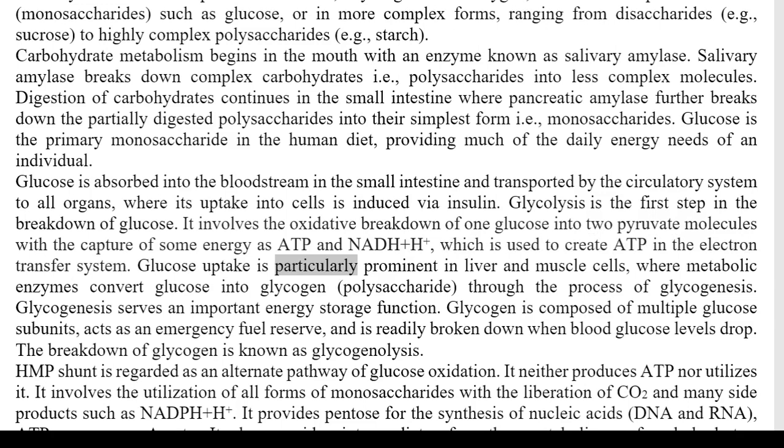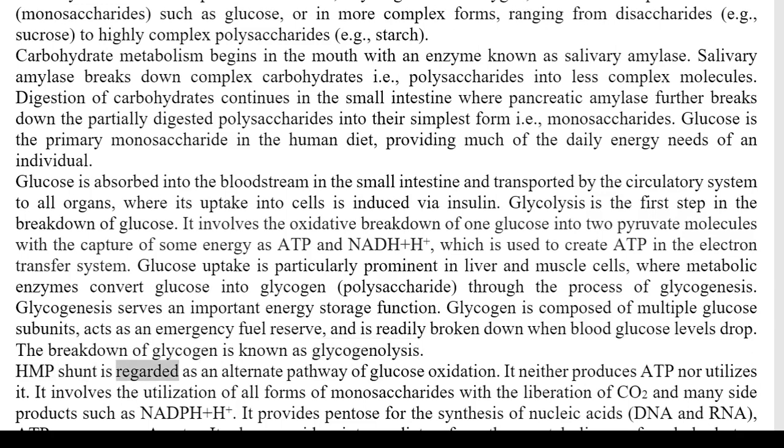Glucose uptake is particularly prominent in liver and muscle cells, where metabolic enzymes convert glucose into glycogen, a polysaccharide, through the process of glycogenesis. Glycogenesis serves an important energy storage function. Glycogen is composed of multiple glucose subunits, acts as an emergency fuel reserve, and is readily broken down when blood glucose levels drop. The breakdown of glycogen is known as glycogenolysis.